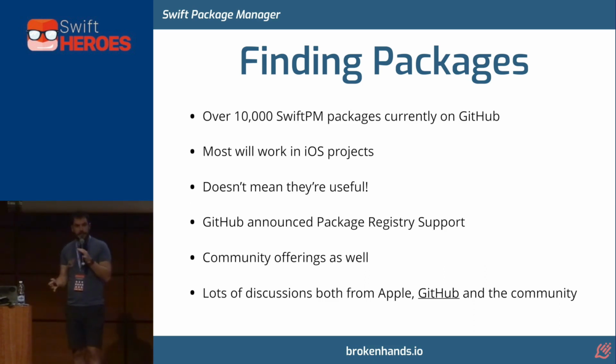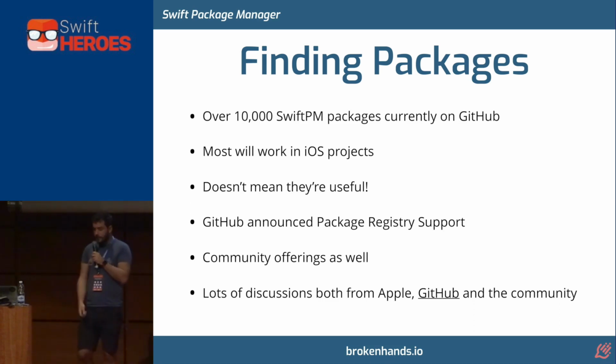Discovering packages is something that's a hot topic at the moment. Back at DubDub in June, GitHub announced there's going to be support for the package registry. It's now called the packages list. So it hasn't currently been defined how it's going to look. No one really knows. One of the GitHub engineers put something on the Swift forums last week about what this might look like. There are community offerings as well, so people scraping GitHub to find packages.